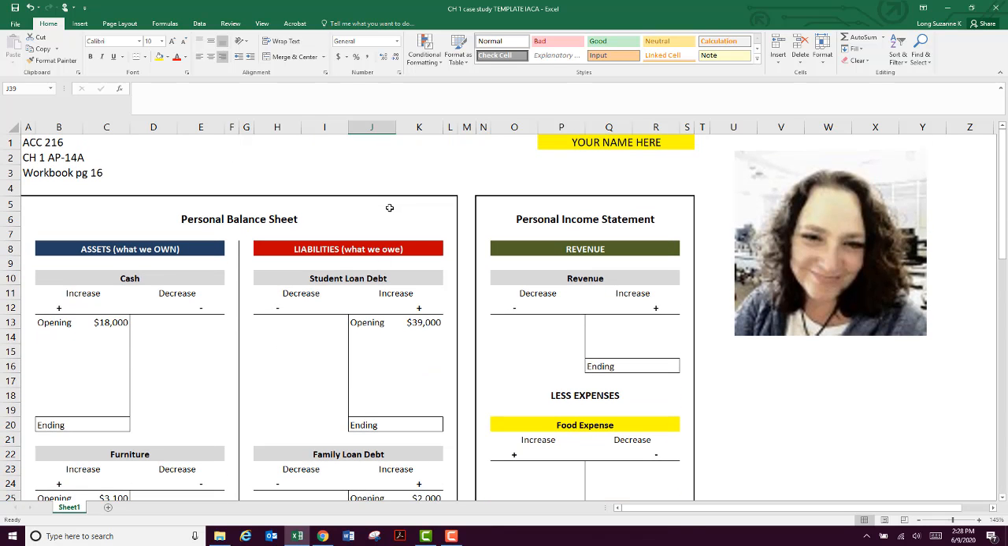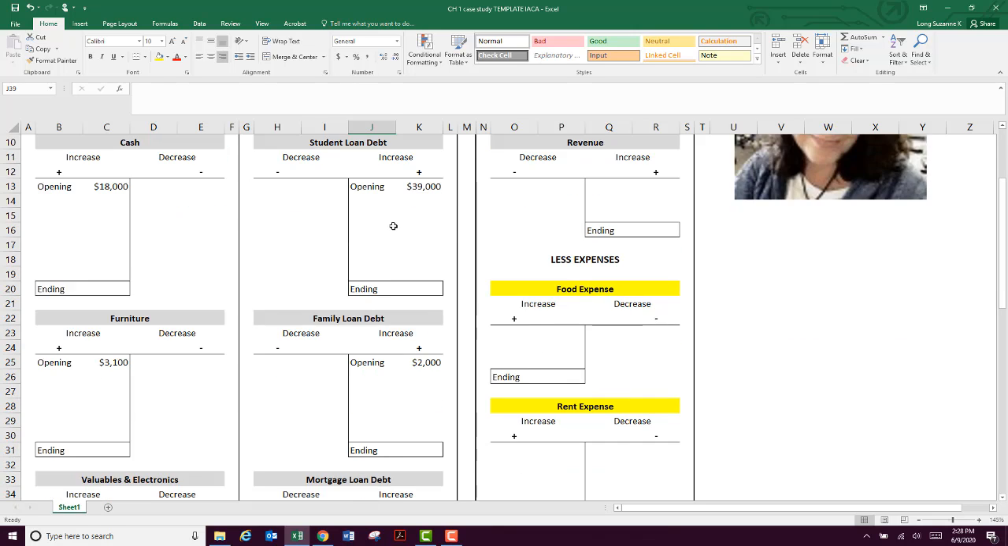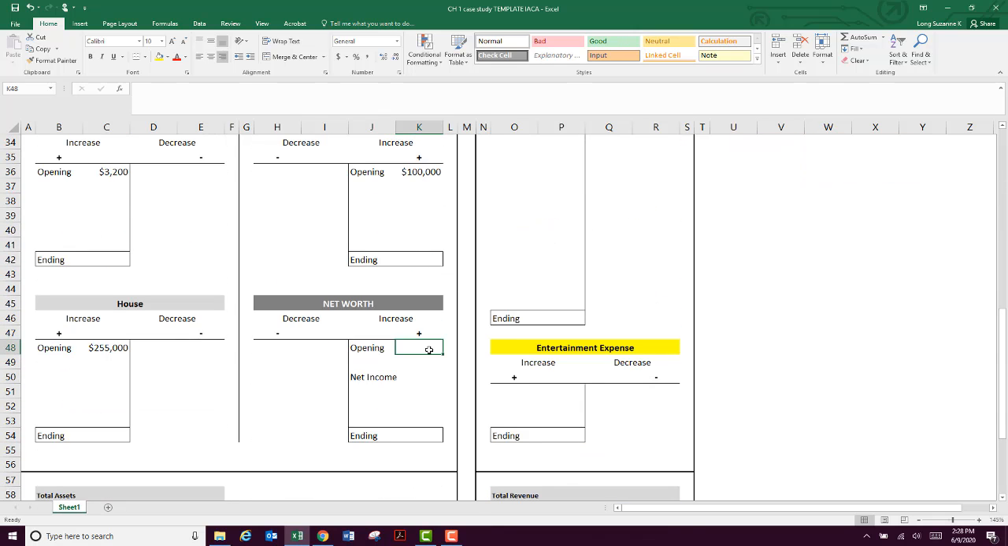So that takes care of assets and liabilities. Next on the list is net worth, $138,300. And I'm coming down here, $138,300. Opening balance, net worth. Notice it's on the right side.